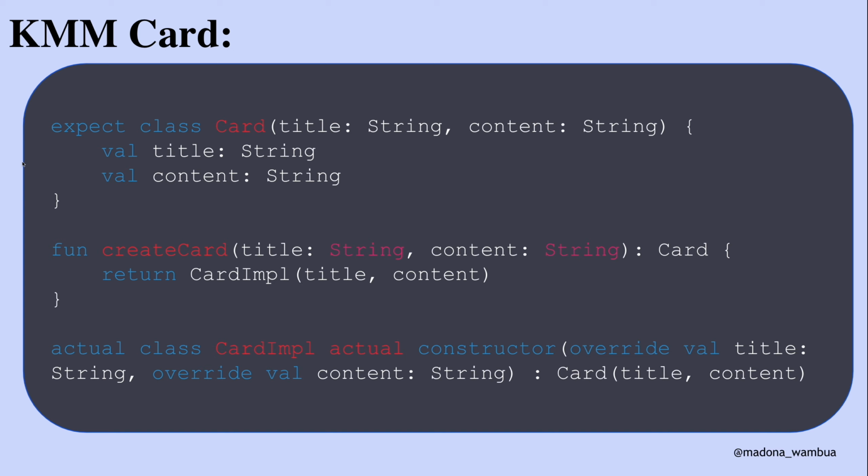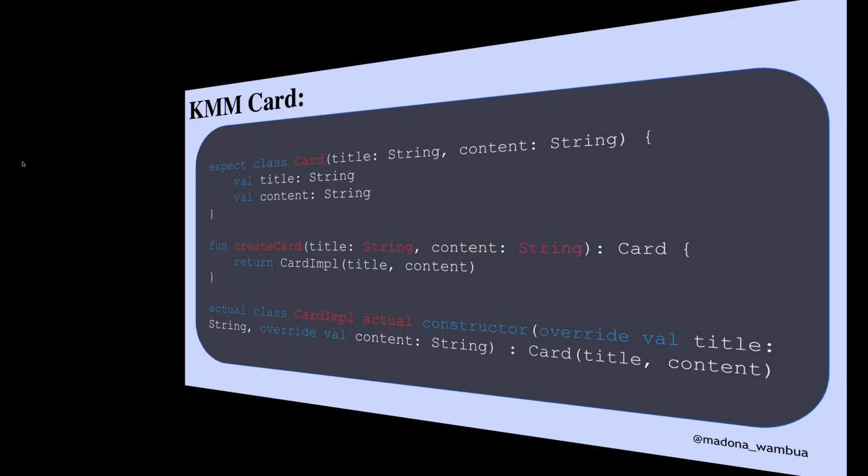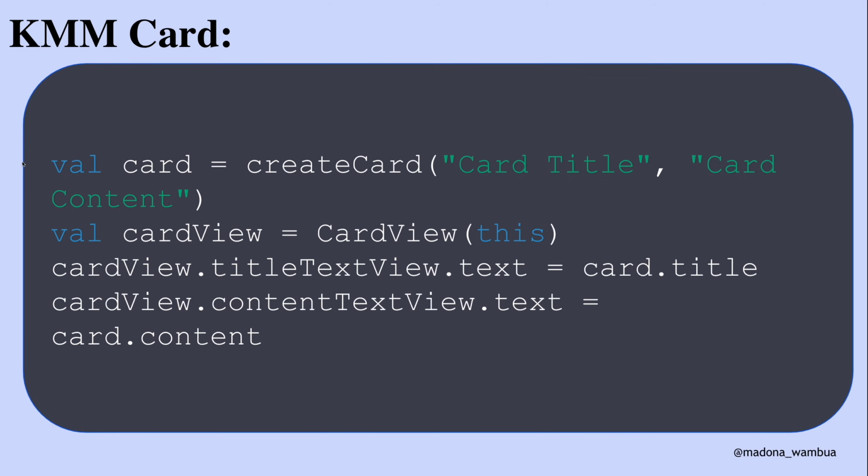On the Android platform, the CardImpl class is used to implement the card interface. The actual keyword is used to indicate that this class provides an actual implementation of the card interface on Android. And as you can see here, we also have another example where we have the create card function, which is used to create a new instance of the card interface. Then the card view is a custom view that is used to display the title and the content of the card. The title text view and the content text view properties of the card view are used to set the text of the title and the content of the card.